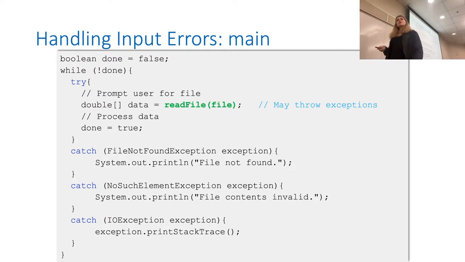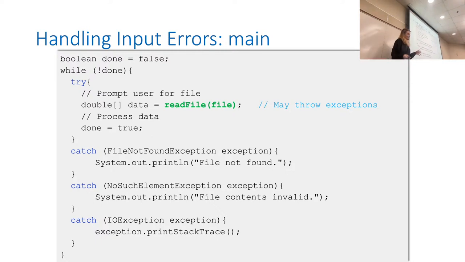Boolean done equals false; while not done, try: double array data equals readFile, and then done equals true. Done equals true is the last line in the try block, meaning if we execute done equals true, no exceptions were thrown. Whereas if an exception is thrown by the readFile method, we'll never execute done equals true and we'll repeat this loop. That's the paradigm we're using here. And so if an exception is thrown, we'll catch a file not found exception, a no such element exception, or then just a generic IO exception.